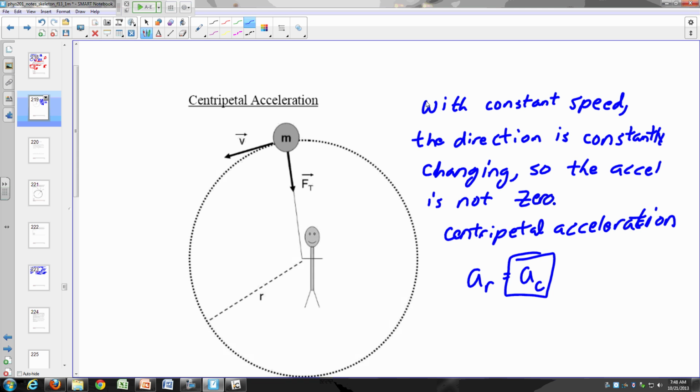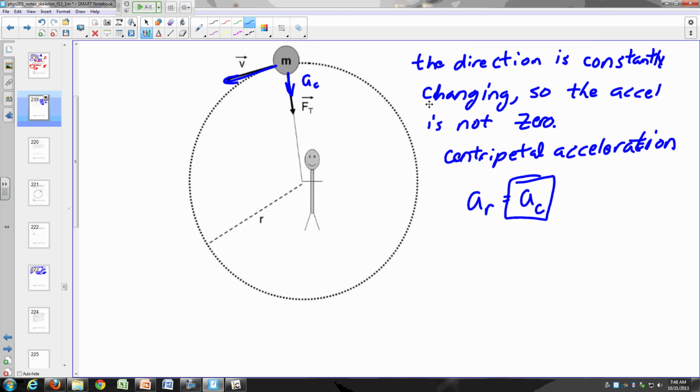Now, this centripetal acceleration is provided by a force. Here, for example, I have my velocity vector, which is tangent to the circle. My acceleration vector, AC, is always towards the center. You write that in words: the centripetal acceleration is always towards the center of the circle.